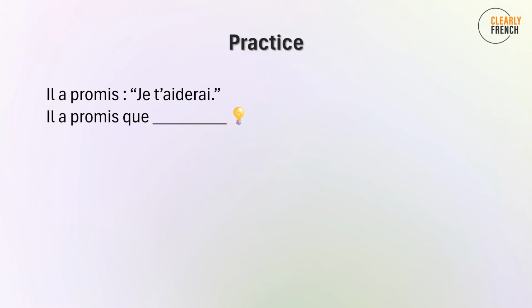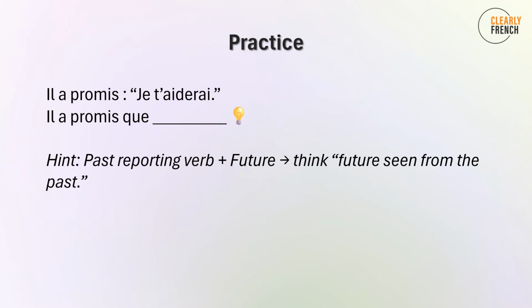Il a promis, je t'aiderai. He promised, I will help you. Hint, the past reporting verb plus the future means it's the future seen from the past. Therefore, we have il a promis qu'il m'aiderait. He promised he would help me.